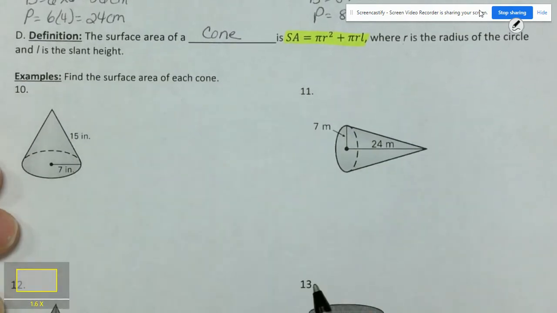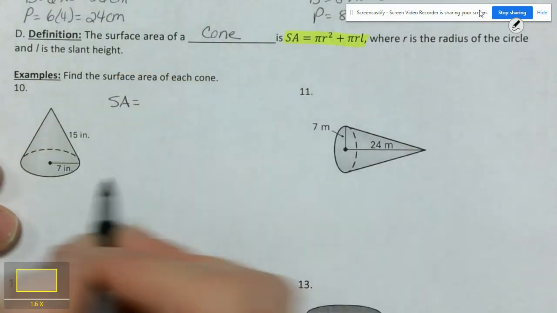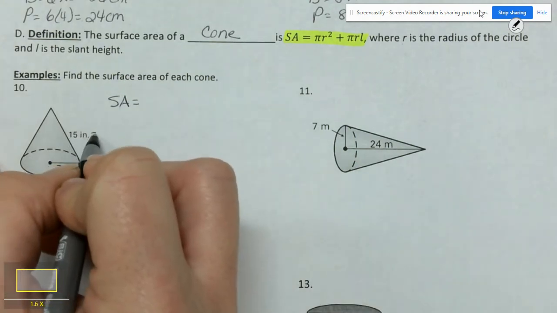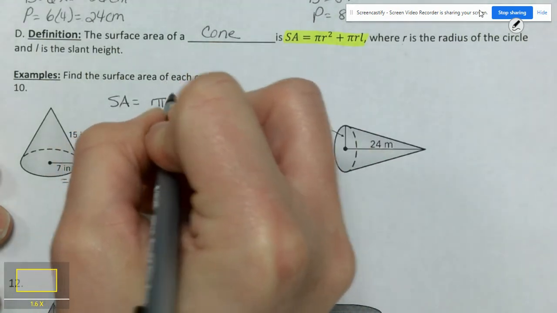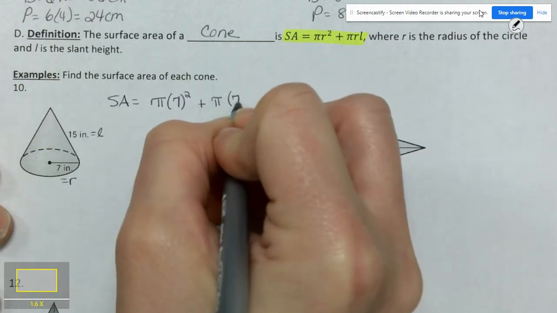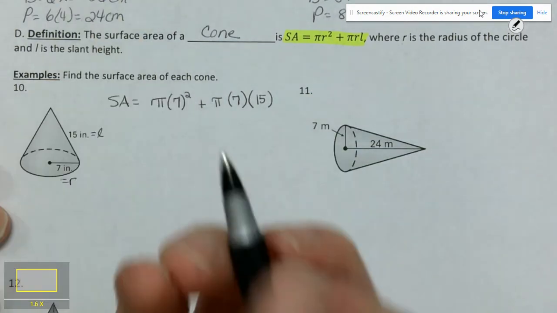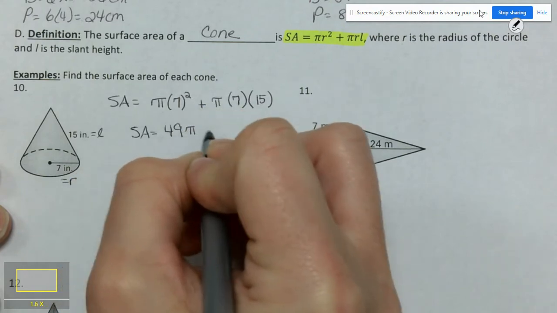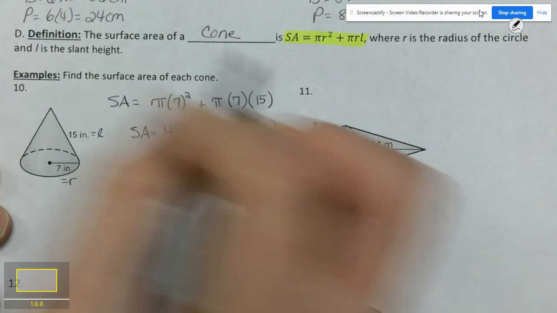All right, for this one, surface area, I need the radius and the slant height. Okay, they give me my radius, that's here, that's the 7. And they also give me my slant height, that's this 15. So I'm going to plug it in. Pi times 7 squared plus pi times 7 times that 15. And again, that pretty much becomes a calculator problem. You can say 7 squared is 49 pi, but you can still just key in the whole thing if you want to. I did simplify that one side.